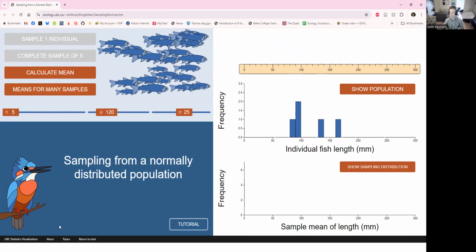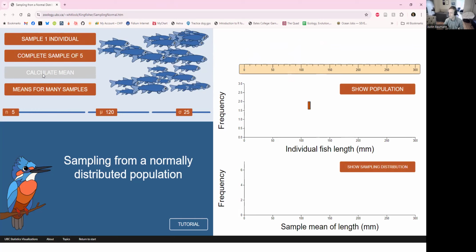This is our distribution if we only take an N of 5. Here's our population level distribution. That is not great. Our sampling distribution looks like this. So now, if we calculate the mean of that sample, there's our mean.